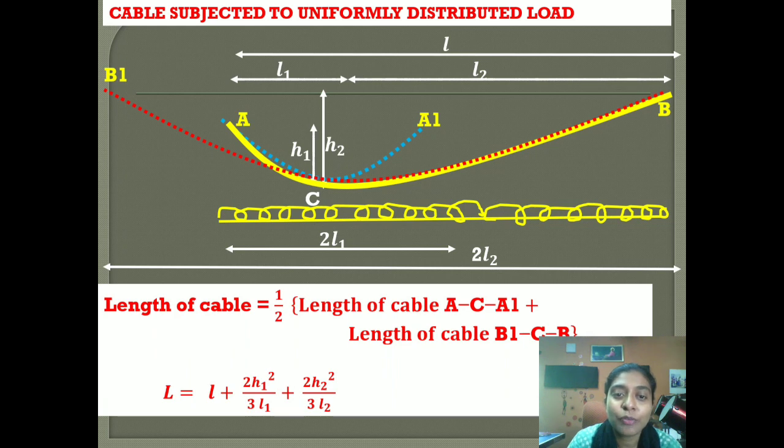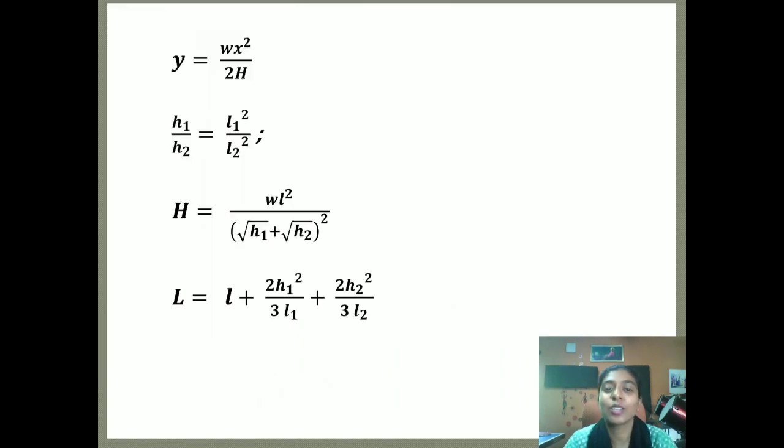Now, the length of the cable ACB will be equal to half of ACA1 plus half of B1CB. We repeat, length of the cable ACB is equal to half of the length of the cable ACA1 plus half of the length of the cable B1CB. So, we get length of the cable is equal to L plus 2H1 square by 3L1 plus 2H2 square by 3L2. So, these are our conclusions.